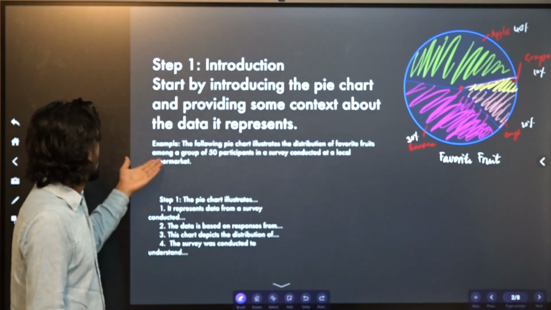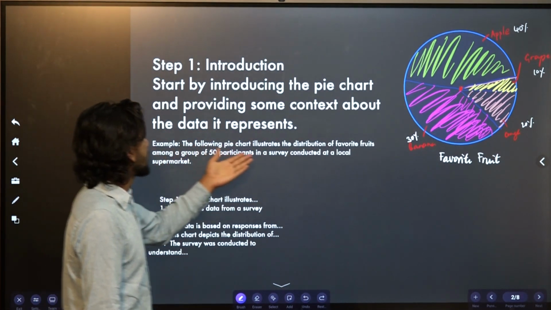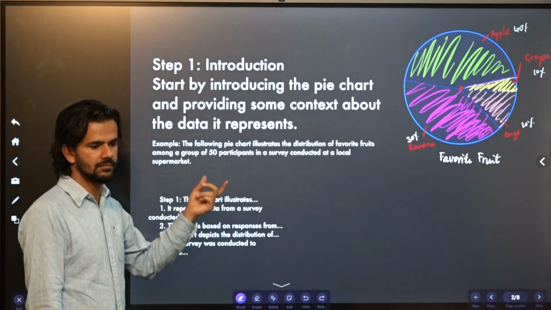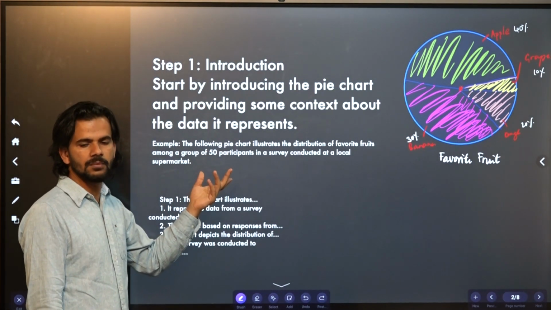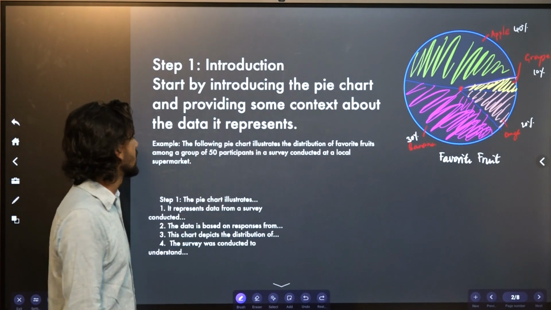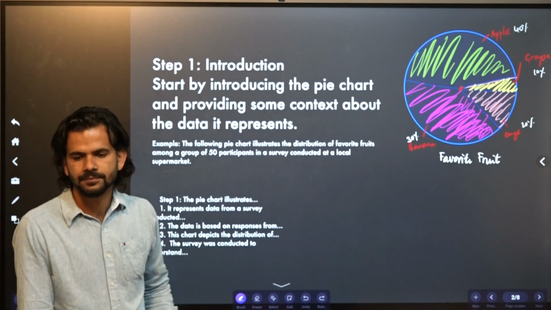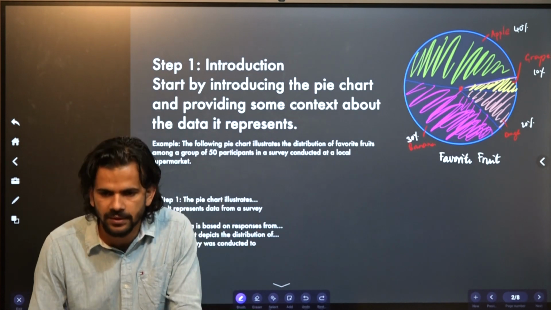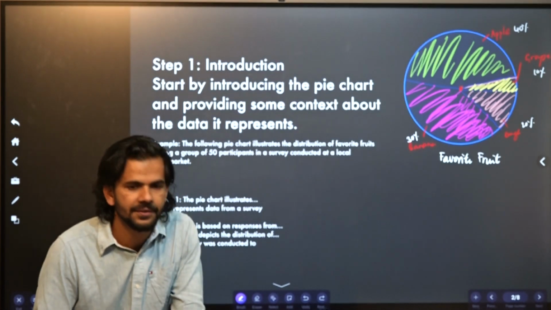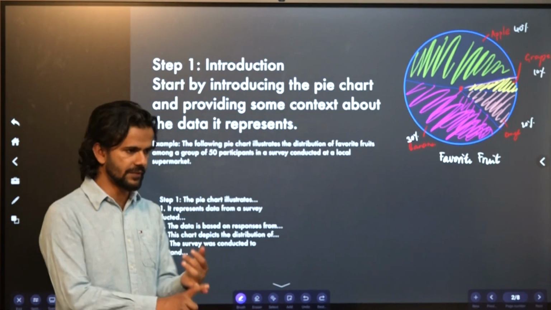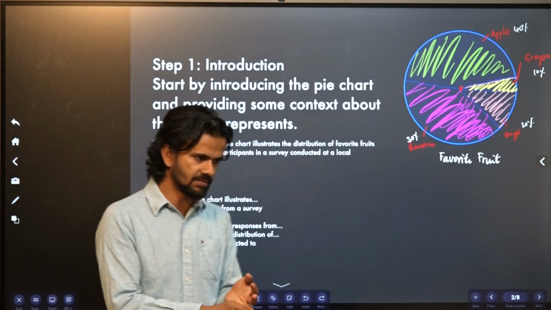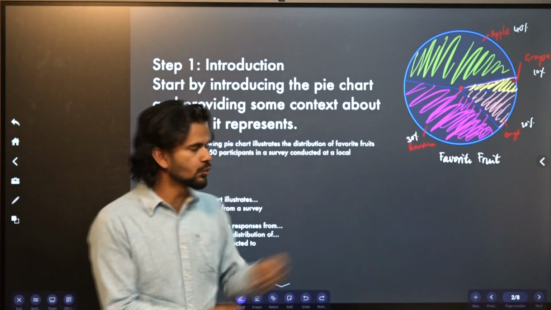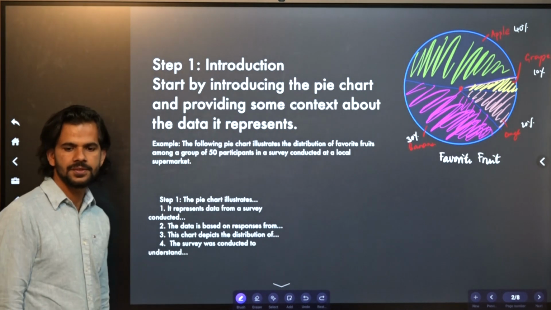Here you can see, the following pie chart illustrates the distribution of favorite fruits among the group of 50 participants. The survey was taken from 50 participants in a survey conducted at a local supermarket. So this sentence tells us a lot about what the pie chart is all about. Everything, more or less. The main thing about the pie chart. Where was it surveyed? And how many people participated and what it is about, right? So to say that, you can use these sentence structures.